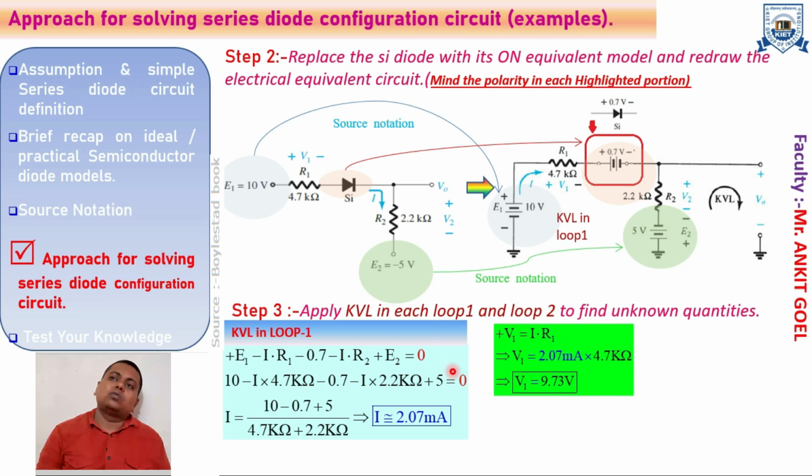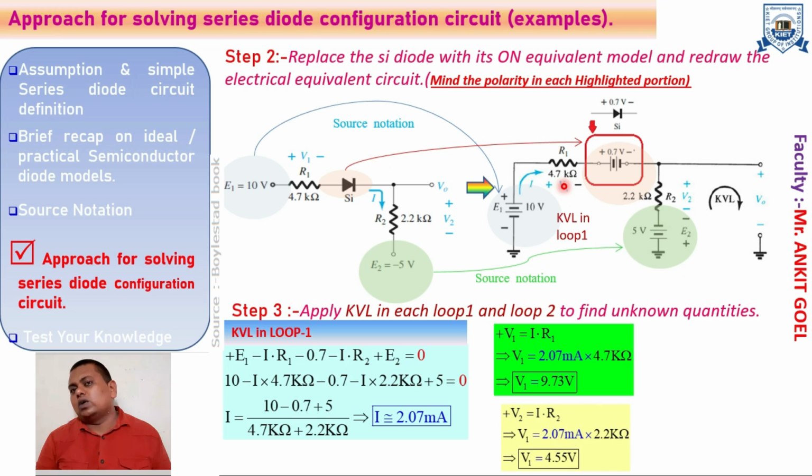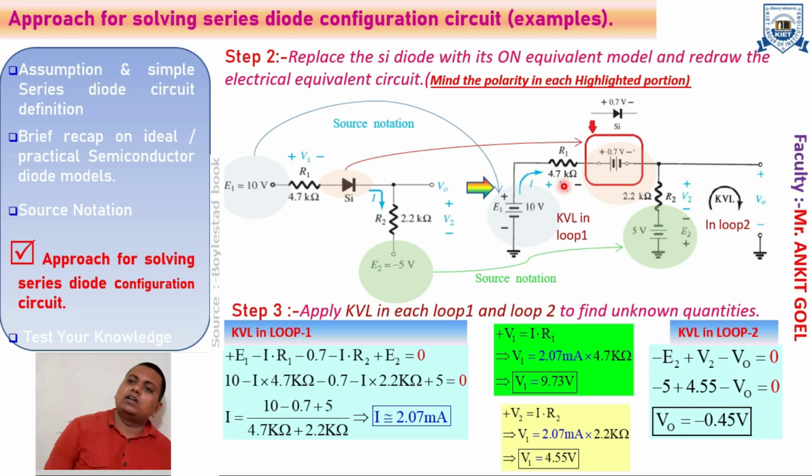Similarly, we apply the KVL in the output loop. We know the value of the current I. We find V1 equals I into R1 and V2 equals I into R2, where V1 equals 4.55 volt. So these are the final values for the circuit. Now we apply the KVL in loop 2 to find the output voltage VO. The output voltage VO equals minus 0.45 volt.